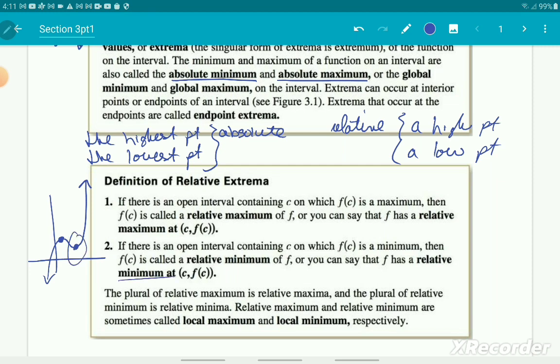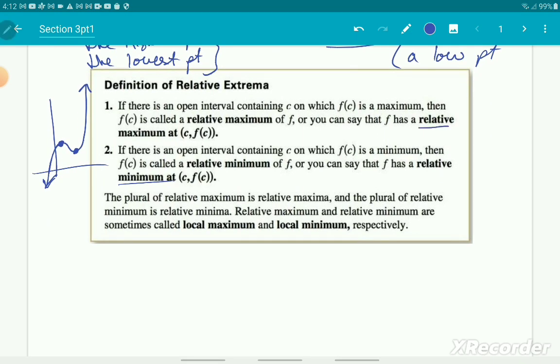So all that means is that this point is lower than anything else around it, but it's not the lowest point on the graph because this thing keeps going down to negative infinity. So it's not absolute, it's relative. Relative means on some kind of small interval around this guy, it is the lowest or the highest point on the graph. So sometimes instead of using the word relative extrema, you'll see them talk about local extrema. So those are used interchangeably.